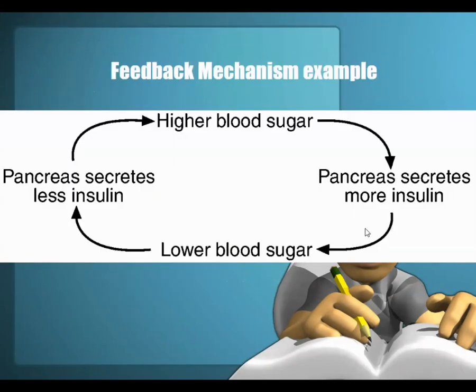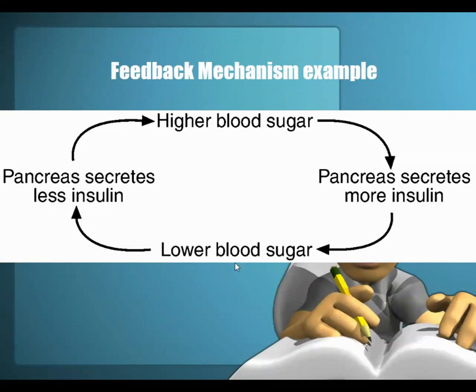So here's an example of a feedback mechanism, very simple, for maintaining your blood sugar. If you eat a big meal, you end up with higher blood sugar. This is in a normal person. Your pancreas will secrete insulin into your blood, and the insulin opens the door to your cells for sugar to go into your cells, and that lowers your blood sugar overall.